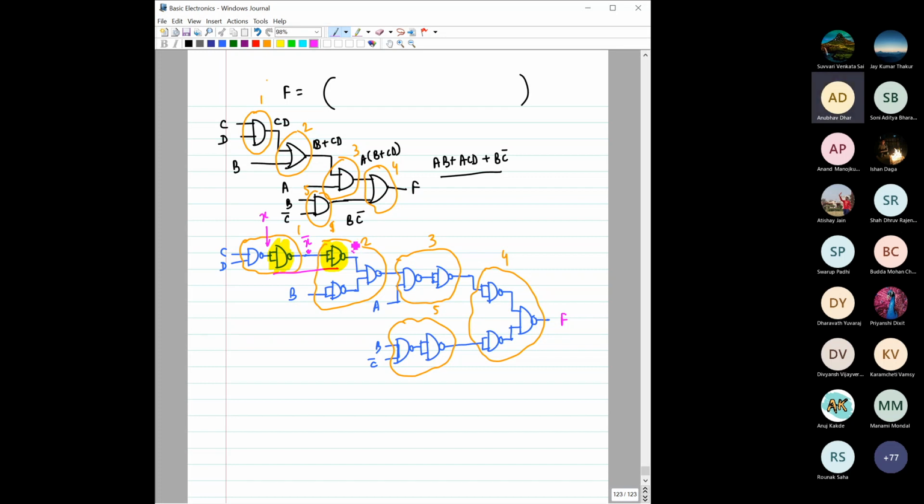What will be the output here? X. So you can see the input you have here is the same thing you get here, but you are unnecessarily using two NAND gates in between, and it is not changing anything. So you can eliminate this one and this one from here. Do you agree with me?